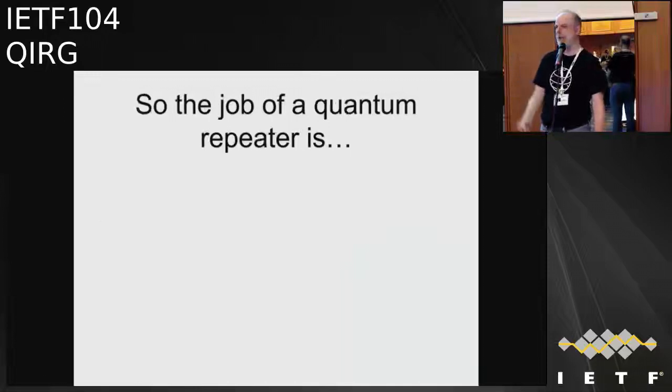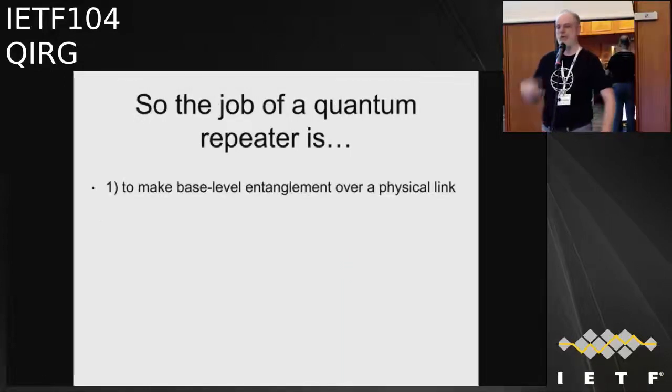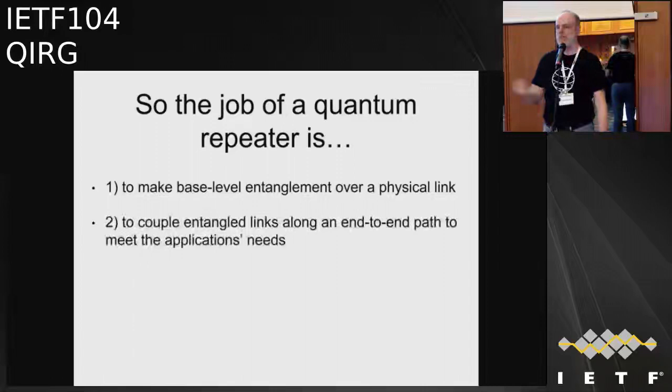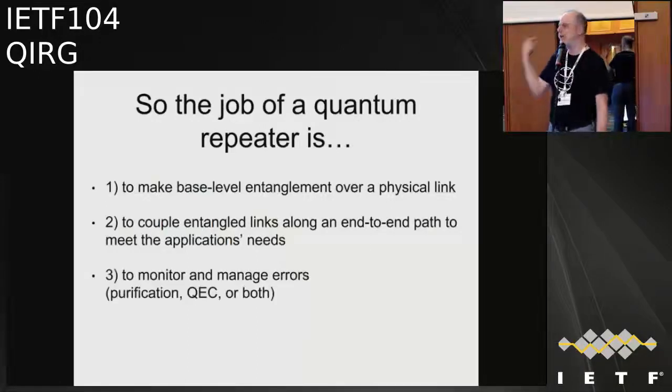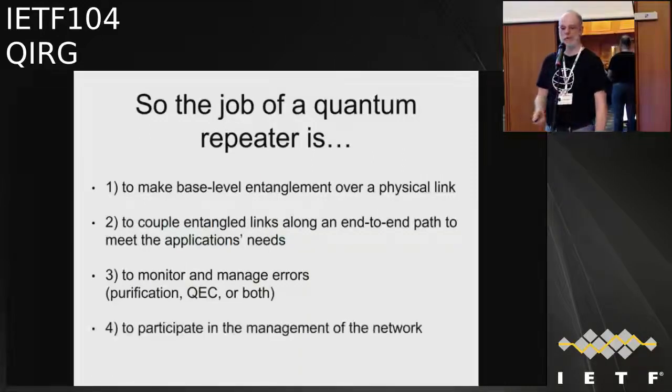So if that's the job of the network, then the job of a repeater in the network, a single individual node, is first to make entanglement over a physical link with some sort of neighbor. Second, to take that entanglement that it has with individual neighbors along a path and use that to create entanglement between two endpoints, so spanning multiple hops. Third, to monitor and manage errors as it goes. We'll look at a couple of techniques. One of the ones we'll talk about the most is what's called purification. There's also quantum error correction. And fourth is to participate in the management of the network itself. So routing protocols and security and path setup and tear down and multiplexing and all those other sorts of things that people in this room know better than anybody.